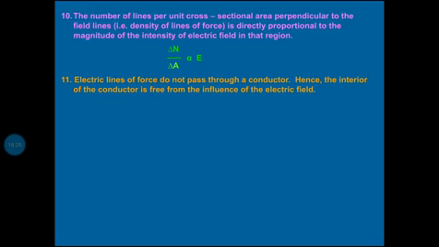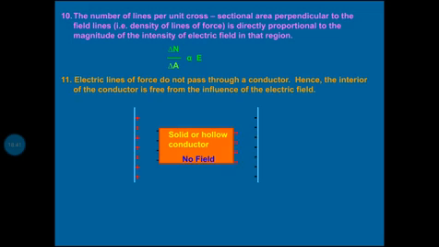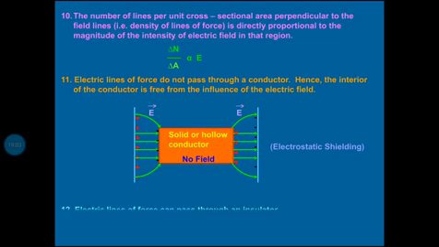Number 11, electric lines of force do not pass through a conductor, hence the interior of the conductor is free from the influence of the electric field. This is a very important point. If there is a solid or hollow conductor in between two differently polarized charges, then inside the solid or hollow conductor there would be no field lines. So this is called electrostatic shielding. Point number 12, electric lines of force can pass through an insulator.